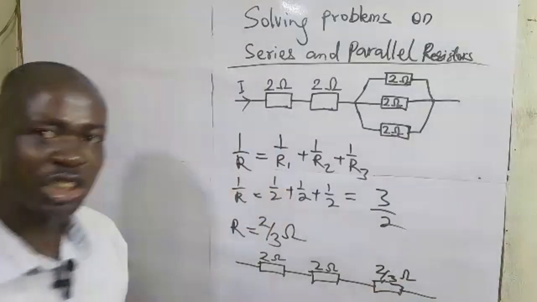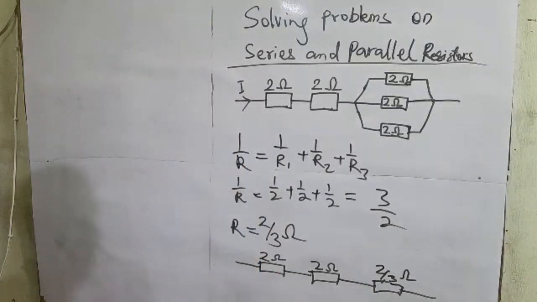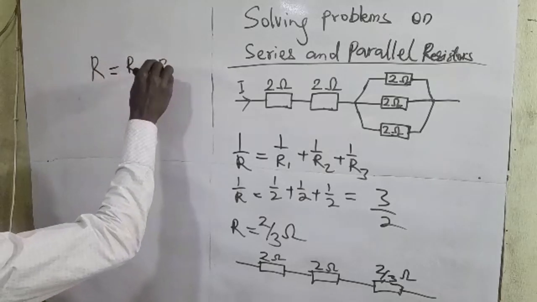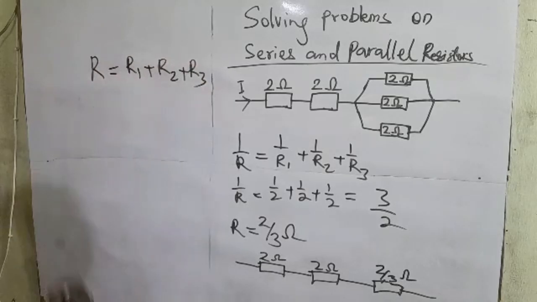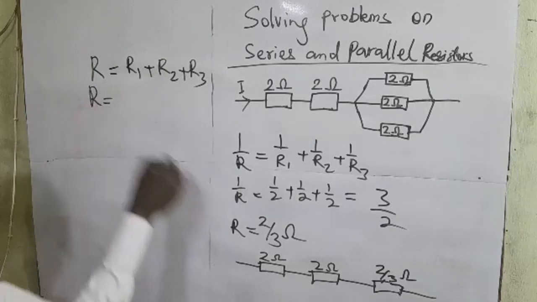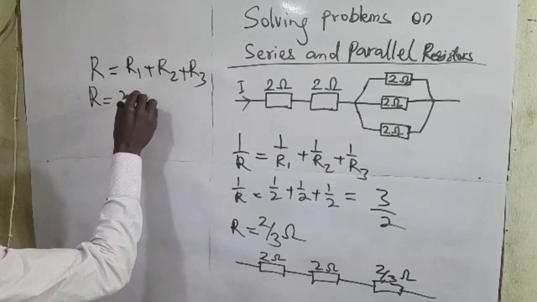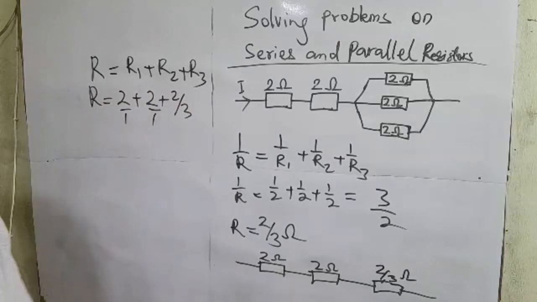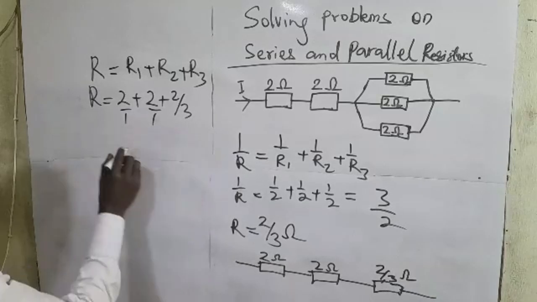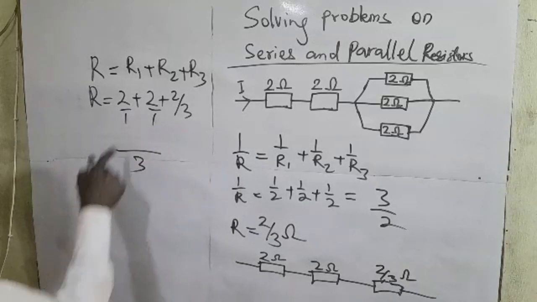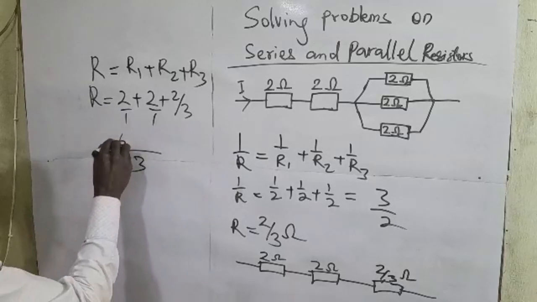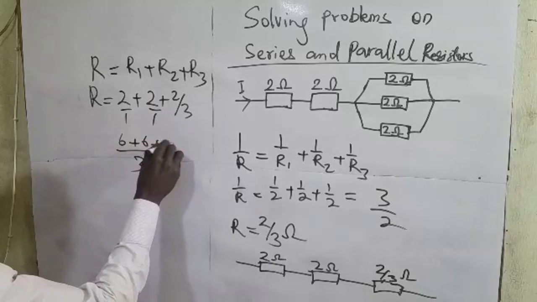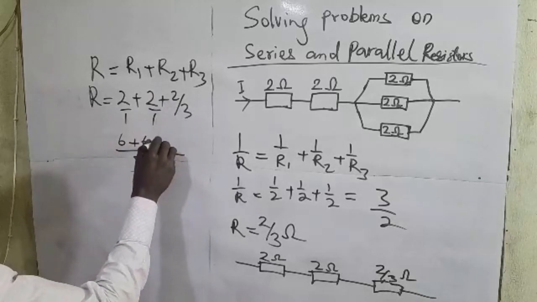We will now solve this using the series formula. R total is equal to R1 plus R2 plus R3. That means R total is equal to 2 plus 2 plus 2 over 3. So we have to make all these fractions. Doing that, the LCM is 3. So 3 divided by 1 is 3, 3 times 2 is 6. Plus 3 divided by 1 is 3, 3 times 2 is 6. Then plus 3 divided by 3 is 1, 1 times 2 is 2.